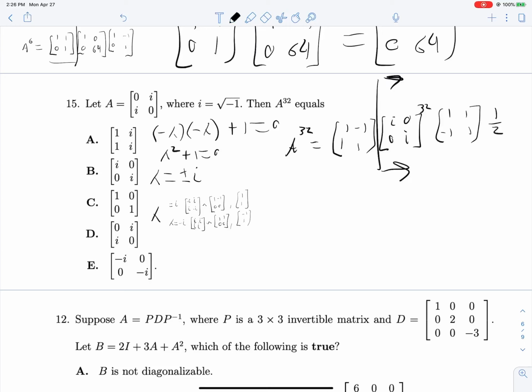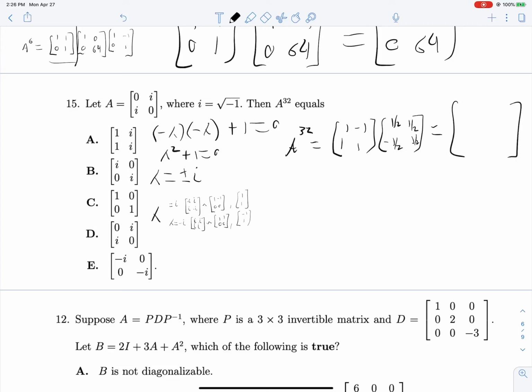Okay, this to the 32nd we will get 1 and 1, and multiplying anything by the identity will just give us what we started with. So we can compress things down, and I'll actually factor this 1/2 in. Why not? 1/2, negative 1/2, 1/2, 1/2. This gives us a final 2x2 matrix with entries 1, 0, 0, 1. So yet again, there's the identity, and that's our answer.